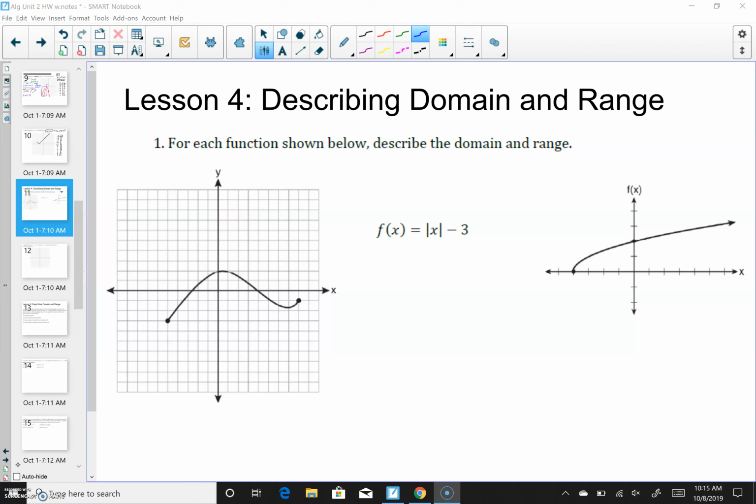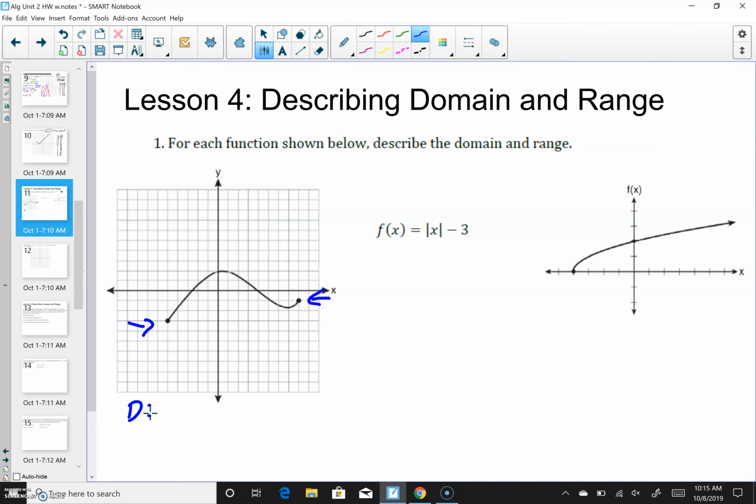So if we look at this first graph, we very clearly have a starting point and a stopping point. So we know infinity is not going to be involved in this graph or in this domain and range because there are no arrows on it. Our domain goes from biggest x to smallest x.